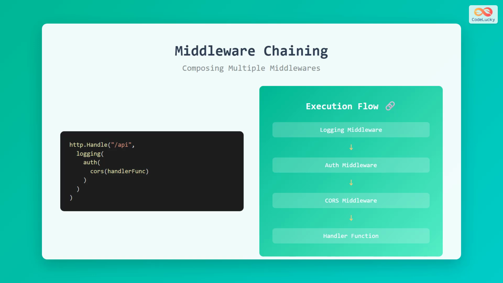Middleware chaining involves composing multiple middlewares to handle different aspects of request processing. In this example, we have logging, authentication, and cross-origin resource sharing, that is CORS, middlewares chained together. The execution flow starts with the logging middleware, then the authentication middleware, then the cross-origin resource sharing, that is CORS, middleware, and finally, the handler function.